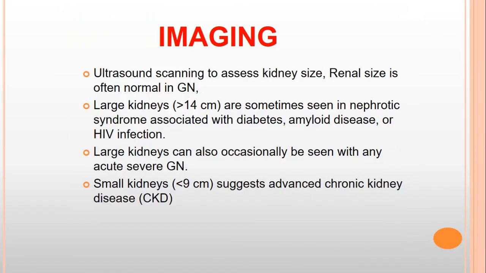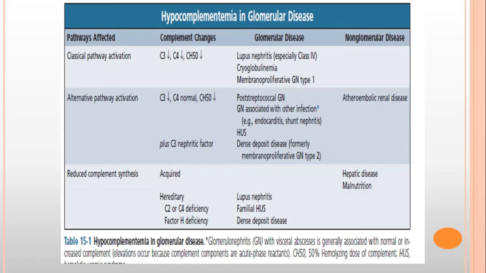Reduced complement level could be acquired or hereditary. Acquired: hepatic disease and malnutrition, because complement formation occurs in the liver. So liver disease can decrease the formation of complement levels. Malnutrition also decreases the formation of complements. So these are the acquired causes.